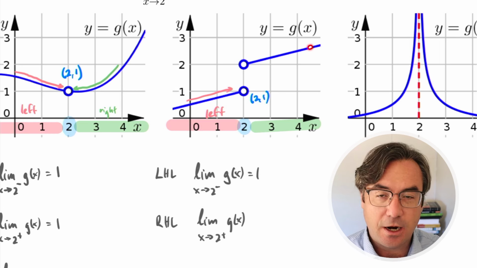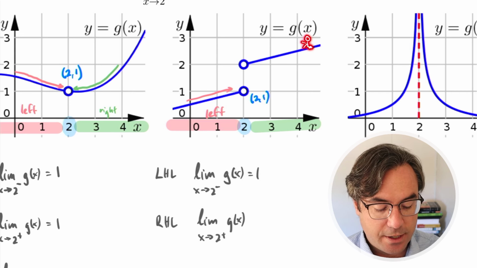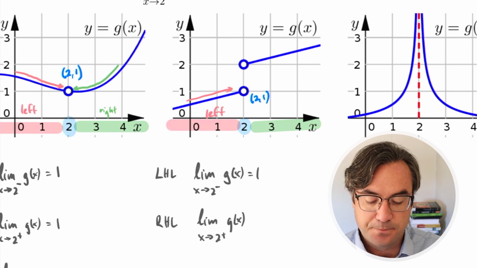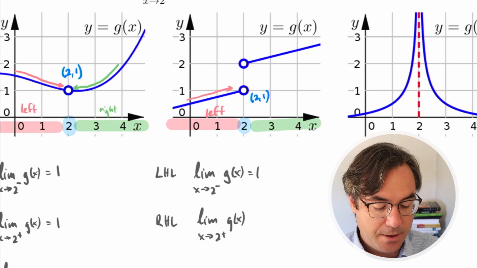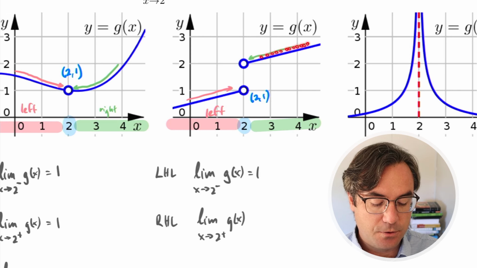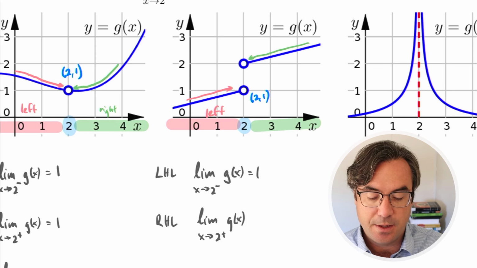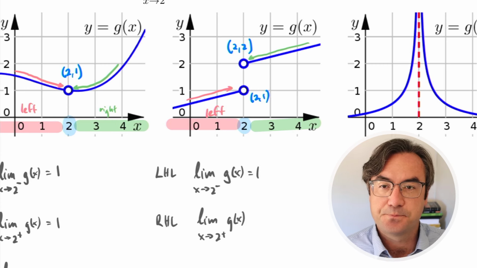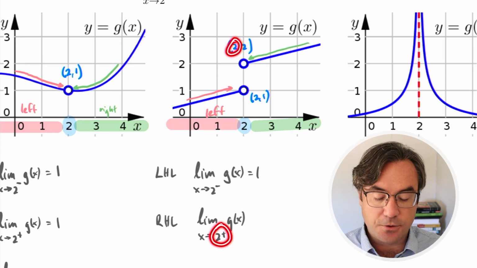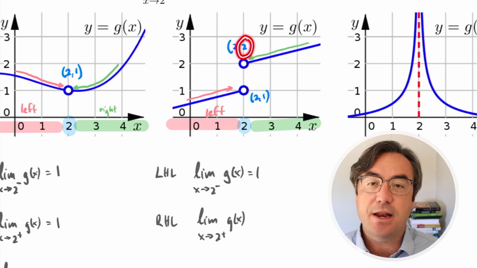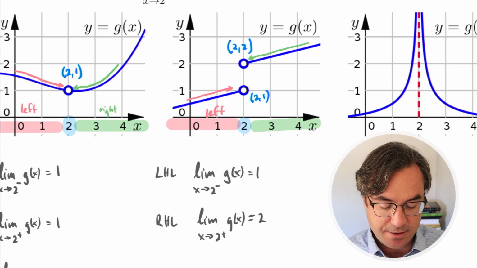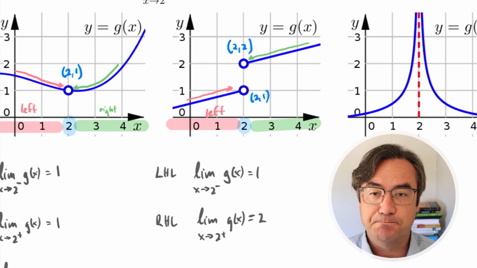So now we find our curve, and we're going to imagine walking along this curve, and we're going to see what point it looks like we approach. As we're moving along, it looks like we're going to be walking closer and closer to this point right here. And the coordinates for that point are 2, 2. So our x-coordinate is getting closer to 2, and our y-coordinate is getting closer to 2. So we say that our right-hand limit is 2.